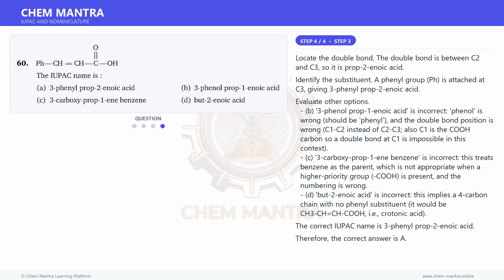D. But-2-enoic acid is incorrect. This implies a 4-carbon chain with no phenyl substituent. It would be CH3CH=CHCOOH, i.e., crotonic acid. The correct IUPAC name is 3-phenylprop-2-enoic acid.